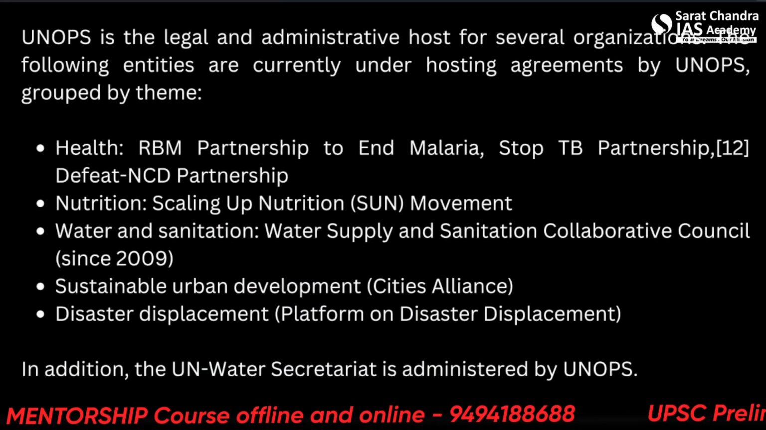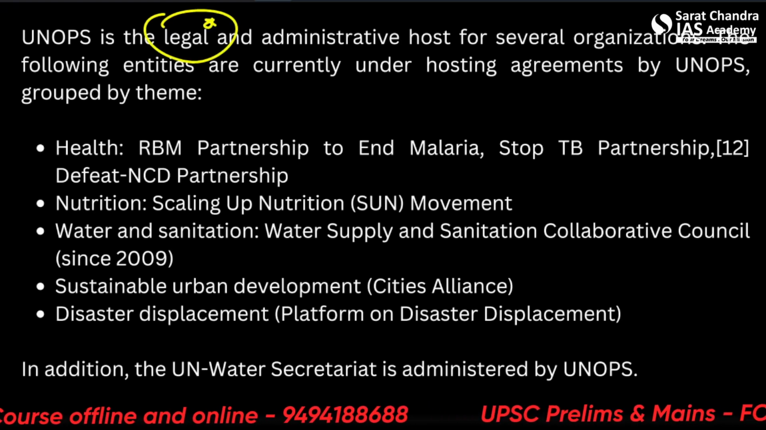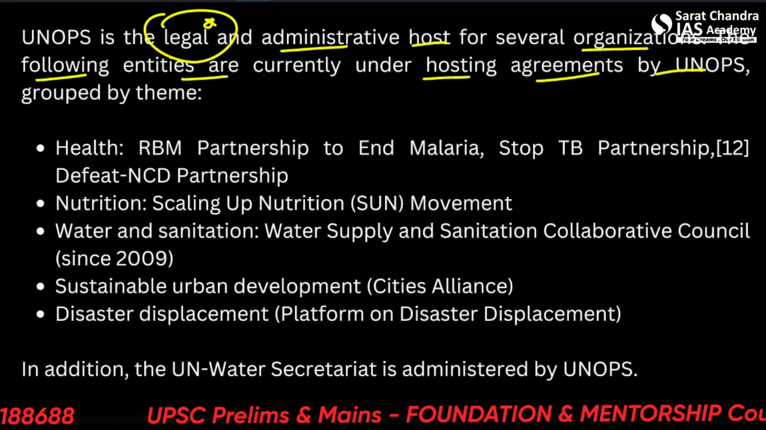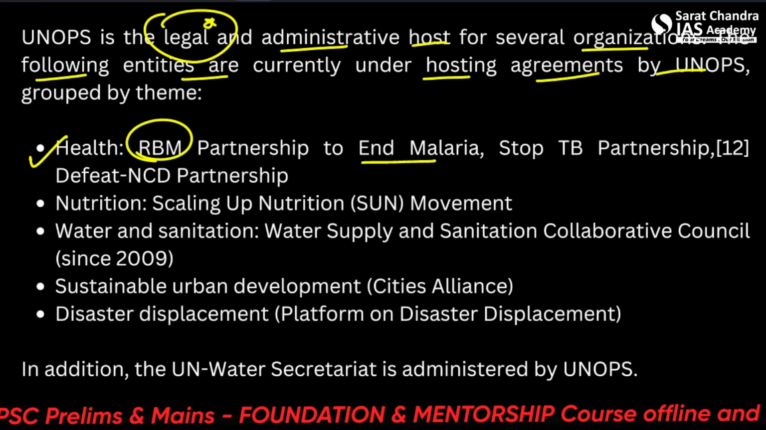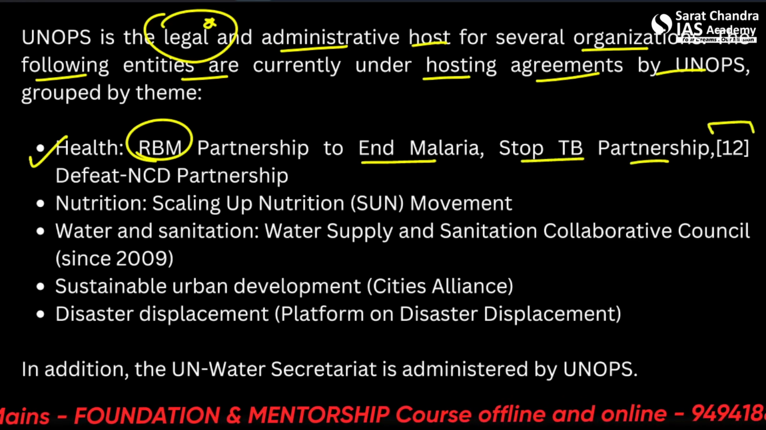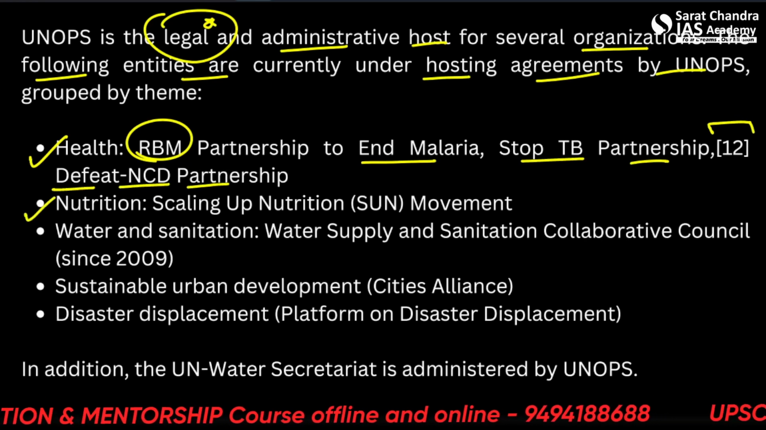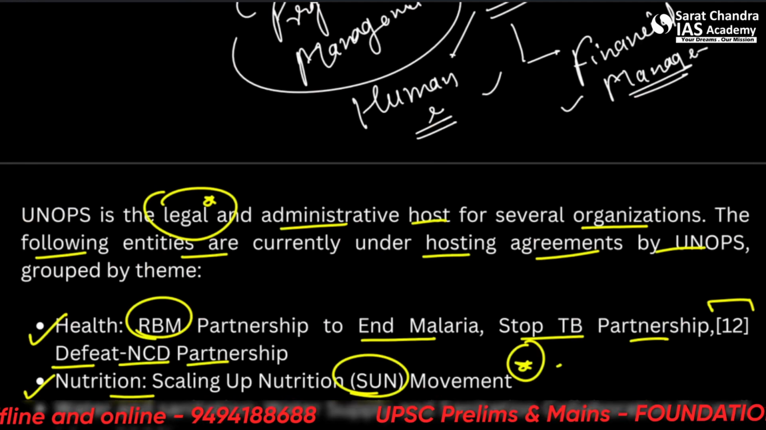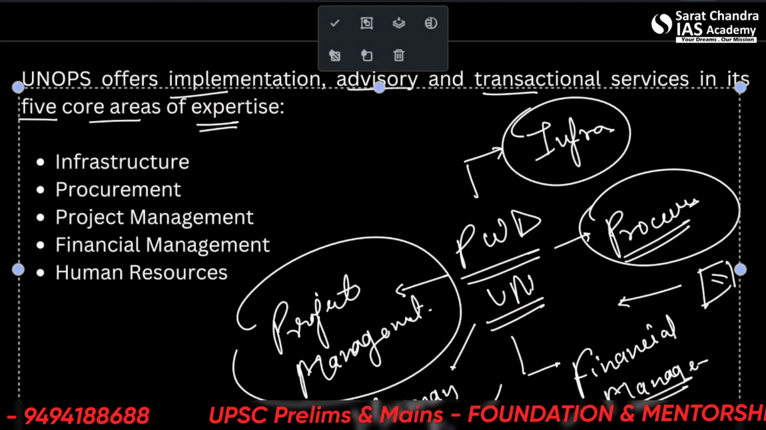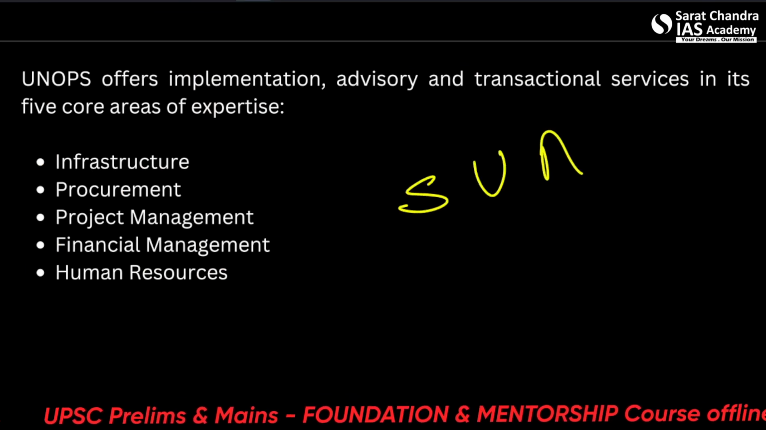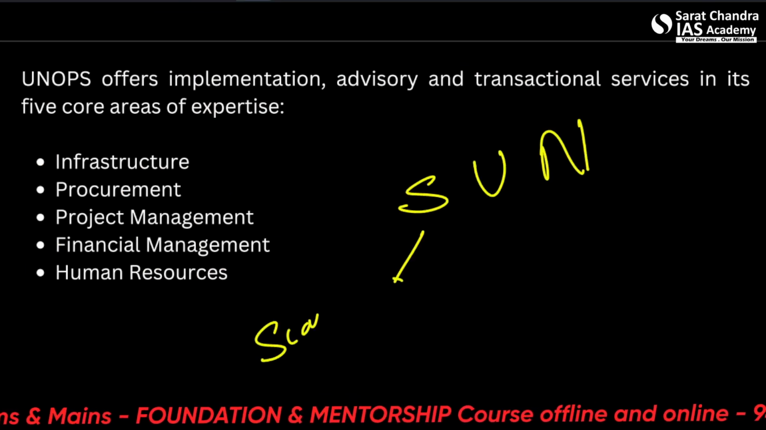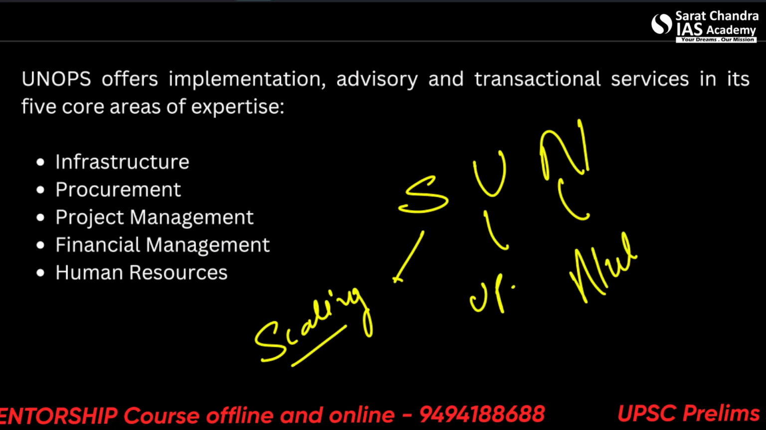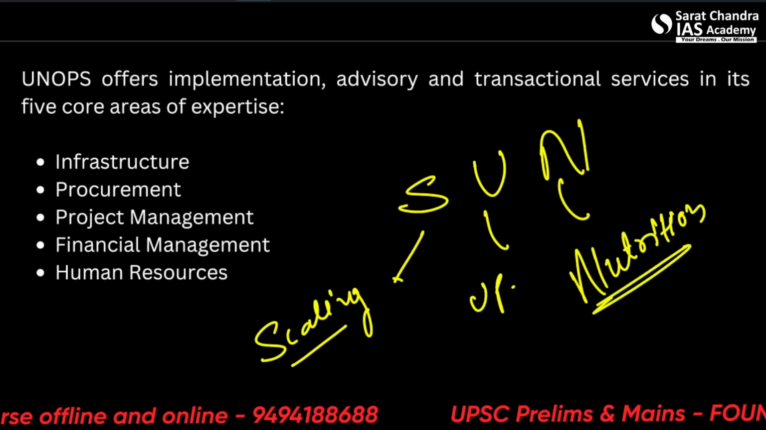Okay, furthermore, UNOPS is a legal and administrative host for several organizations, so please remember this also. The following entities are currently under hosting agreements by UNOPS. Health: RBM Partnership to End Malaria, Stop TB Partnership. This I have taken from Wikipedia. Defeat NCD Partnership. Nutrition: Scaling Up Nutrition, the SUN Movement. The SUN Movement is very important. This can come directly in the question, what is the SUN Movement? Scaling Up Nutrition. So please remember this, it's related to UNOPS.